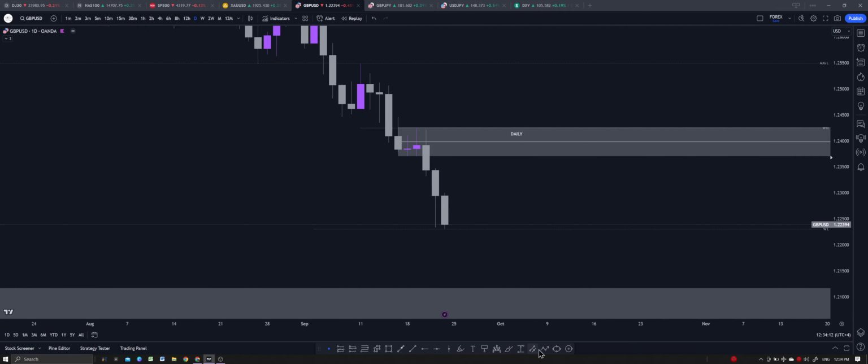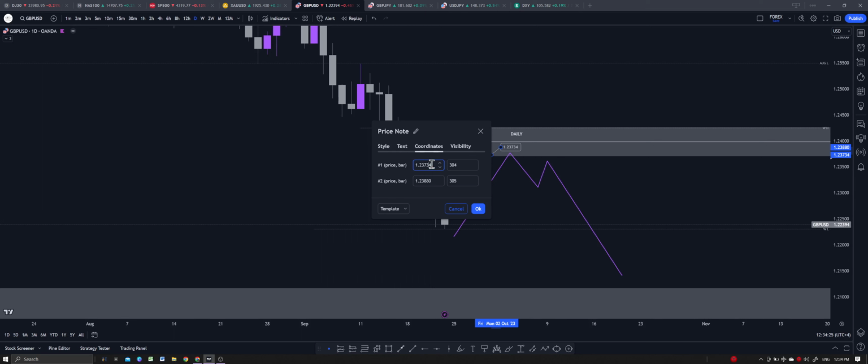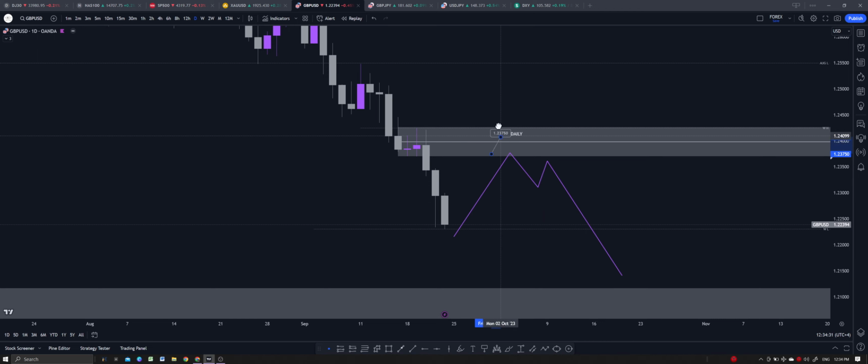right? Similarly, I would like to see if price can come over the daily supply zone, give us a confirmation to possibly short this, right? So this area would be at 123.750. Right, so this is where I would like to see how price reacts.